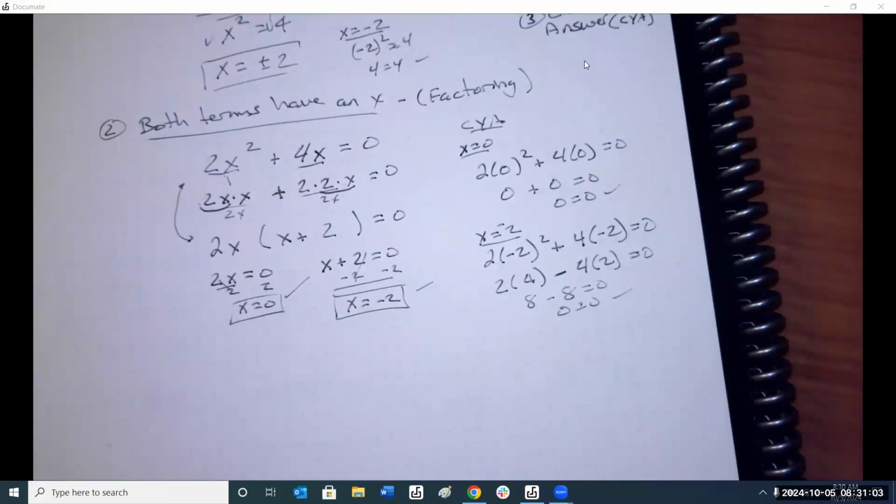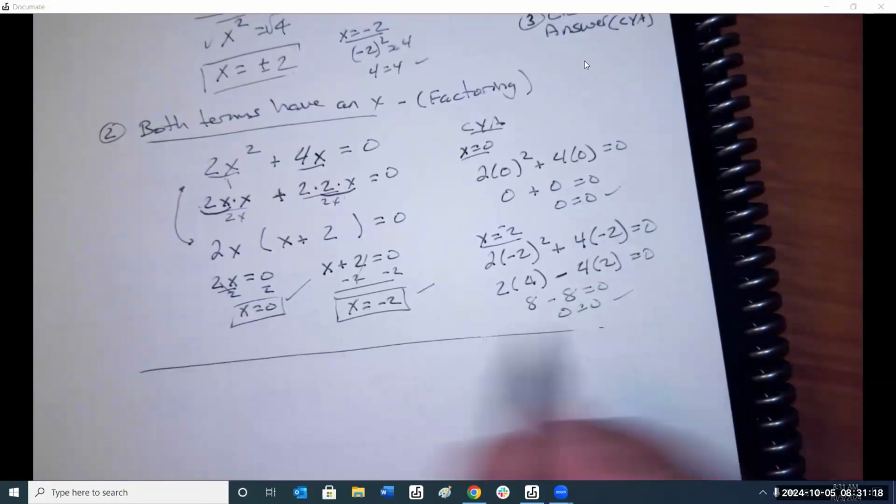So depending on if it has two terms and it's a quadratic equation, we can either use the factoring method or we can use the square root method, depending on what the function looks like.